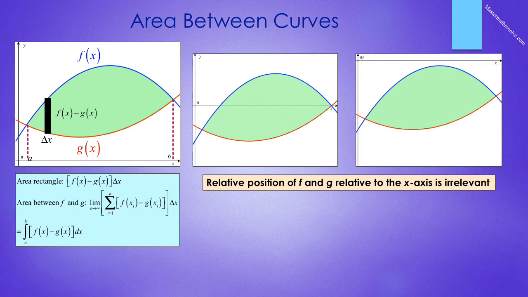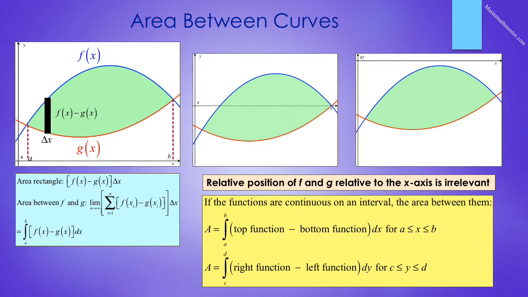Whether both curves are above the x-axis, only one is above the x-axis, or neither are above the x-axis makes no difference. If both f and g are shifted vertically the same amount, the curves change, but the area between them does not change, as shown by the two graphs. So the positioning of f and g relative to the x-axis is irrelevant.